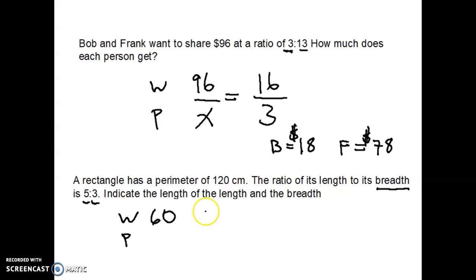60 for the whole, and then 8, and that equals... let's find the breadth first. 8 over X. Cross multiply and so on.